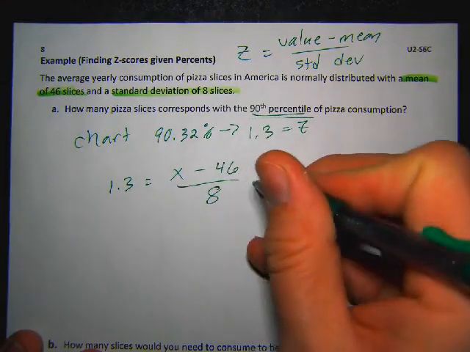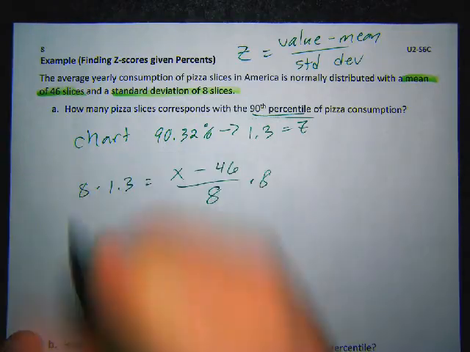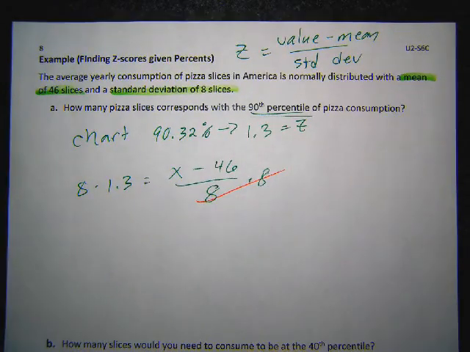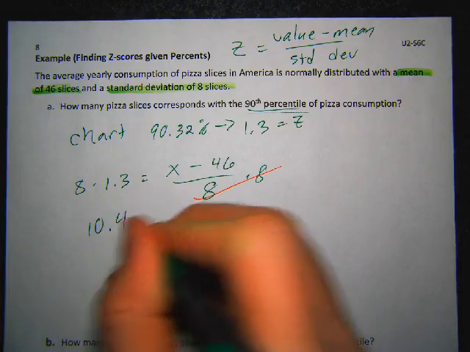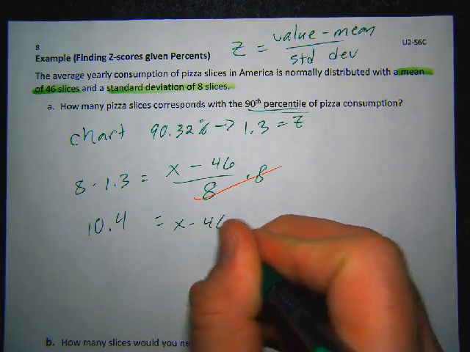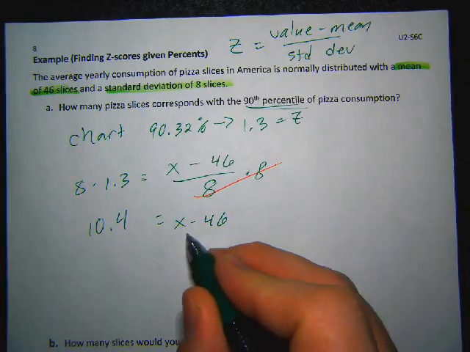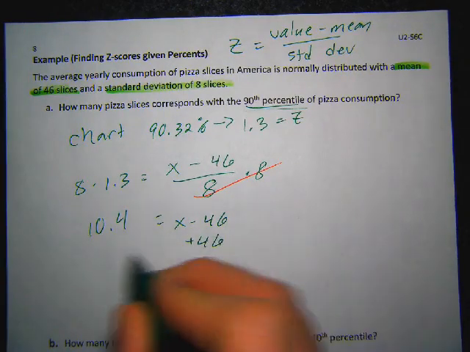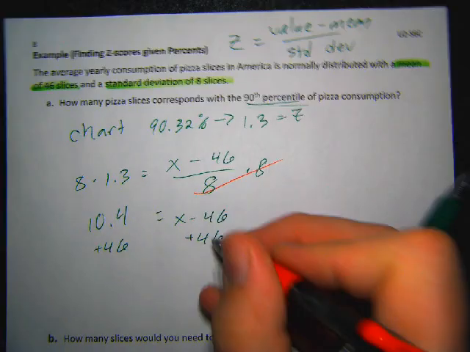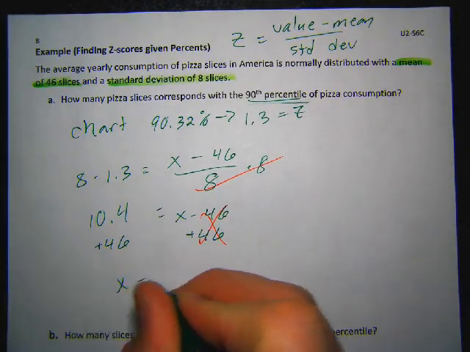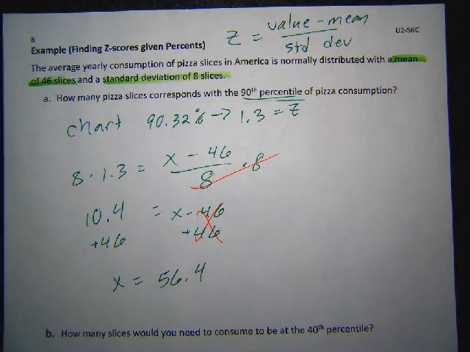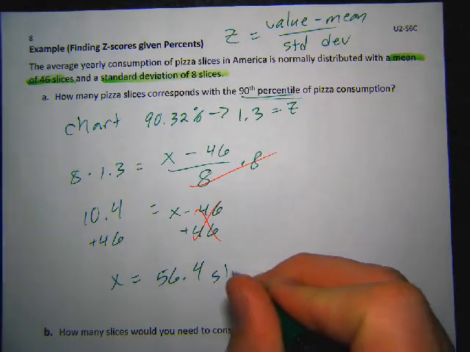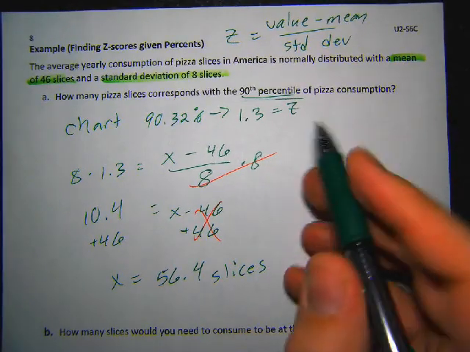We can undo division by multiplying, so I'll multiply both sides by 8. Now I can cancel this side. And what is 8 times 1.3? So 8 times 1.3 is 10.4. So we have 10.4 equals x minus 46. And I can get x by itself on this side by just adding 46 across. Get rid of this part. And so my value is going to be 56.4.